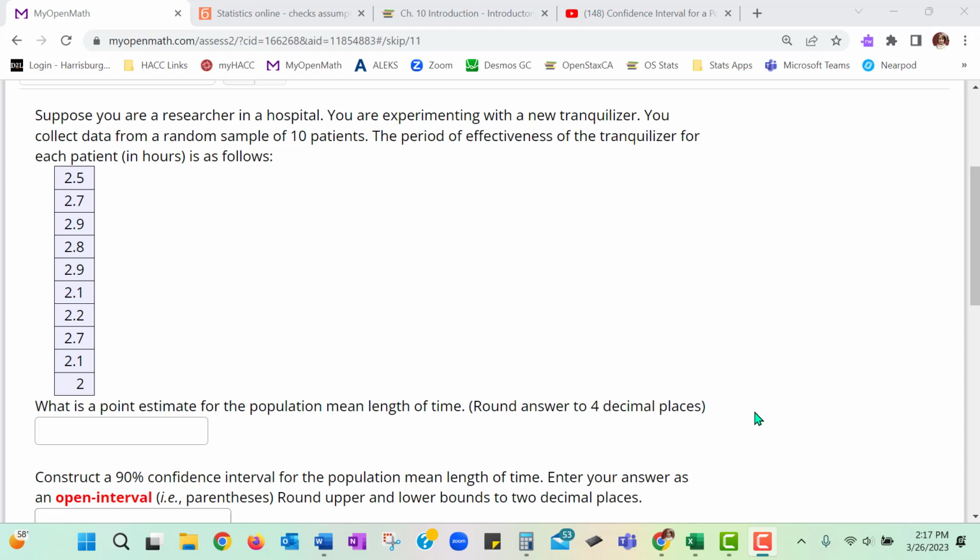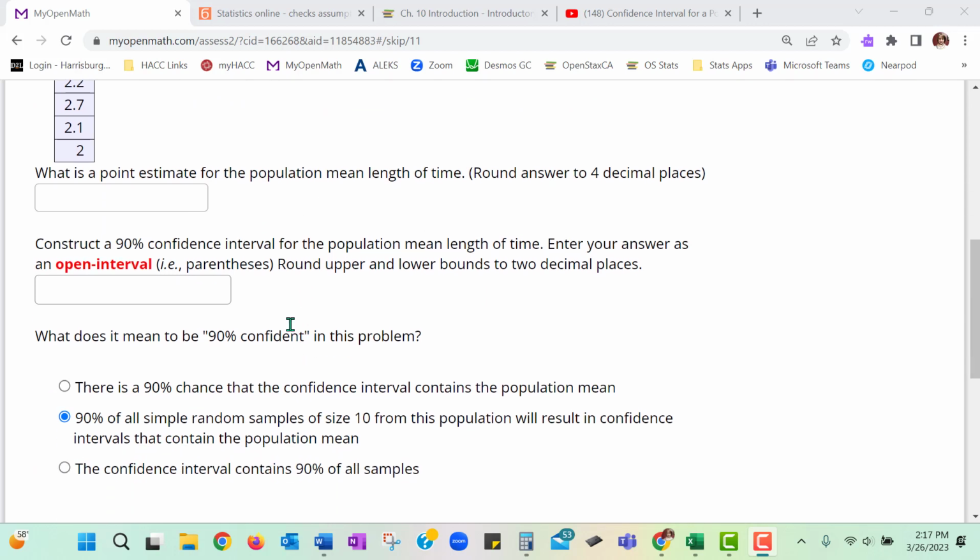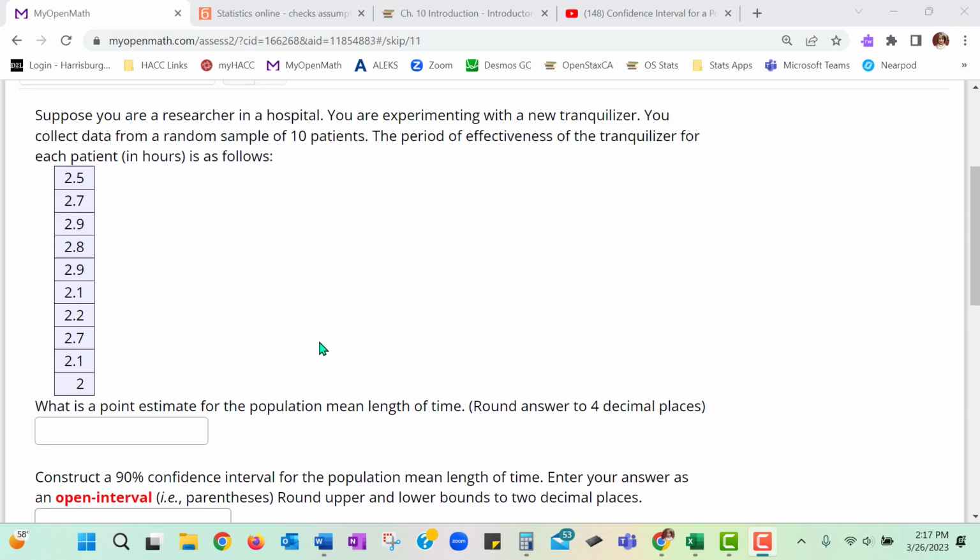So the first question is, what is a point estimate for the population mean length of time? And then we're supposed to construct a 90% confidence interval for the population mean length of time. So the point estimate is the sample statistic. Since we're estimating the population mean, we want the sample mean. So we could just add all these numbers up with our calculator and divide by 10.